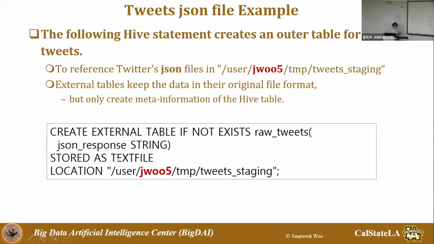So it is stored as a text file, because no matter what it is, JSON, CSV, TSV, they are all text files. And the location is in the Twitch staging directory. Okay, so this is just to simply read the JSON file.